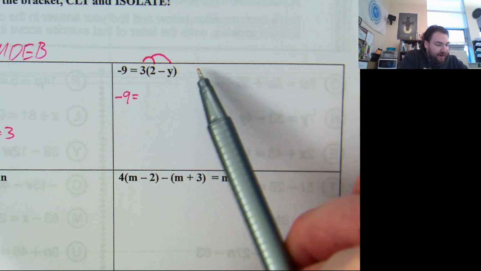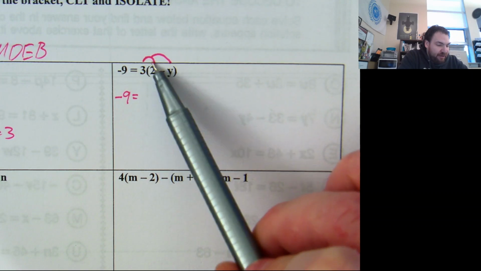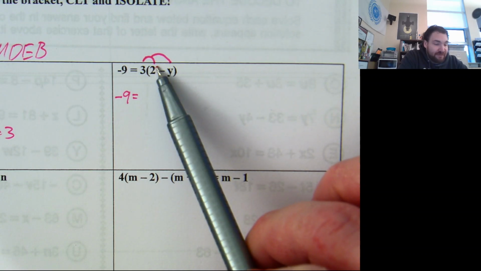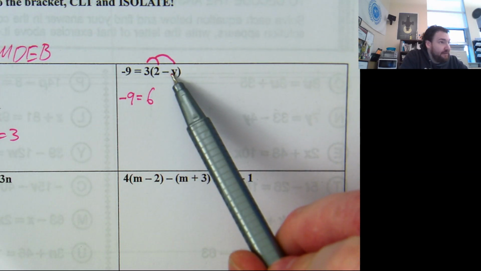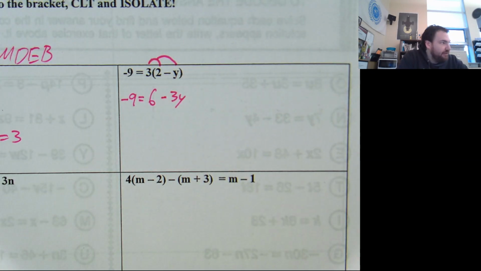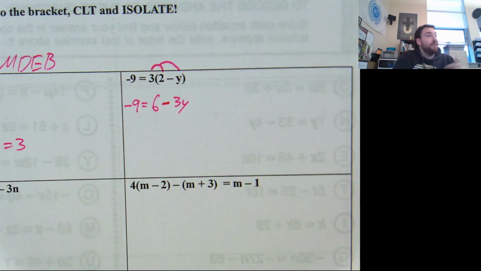We work left to right, and we're going to start distributing after the equal sign when we hit that 3 and that bracket there. 3 times 2 is 6. And then 3 times negative y is negative 3y. Good. And the symbol needs to go there because it tells us what we're going to do mathematically moving forward.